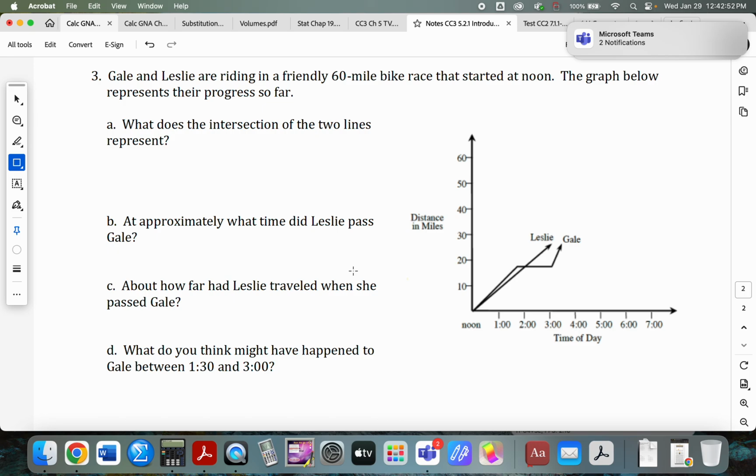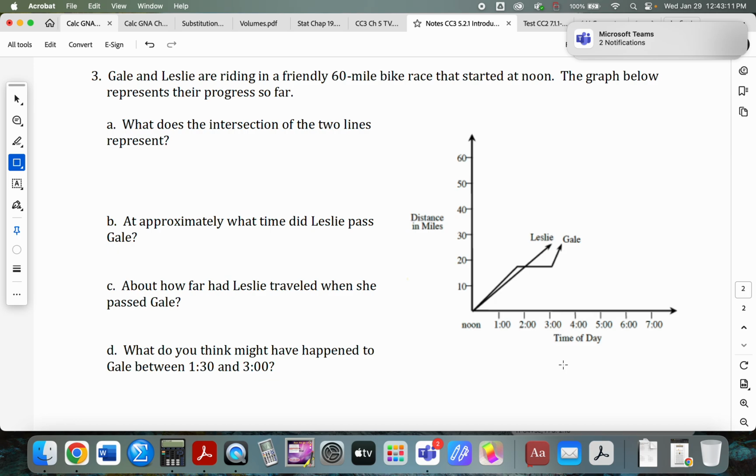All right, so the graph below represents their progress so far. The race isn't over yet, but what does the intersection of the two lines represent? I'll take a volunteer for this, or I'll voluntell somebody.